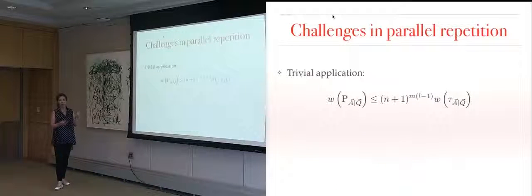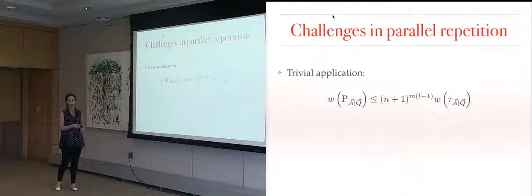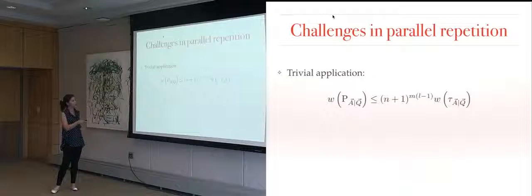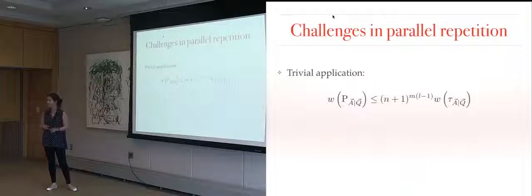So this is the reduction. Let's try to use it to prove parallel repetition. The first trivial thing that we can try is this inequality, which follows from the previous inequality that I showed you. The winning probability of the permutation invariant strategy is smaller or equal to this bound here times the winning probability of the de Finetti strategy. So this is very nice.